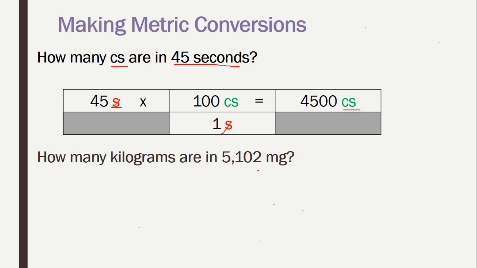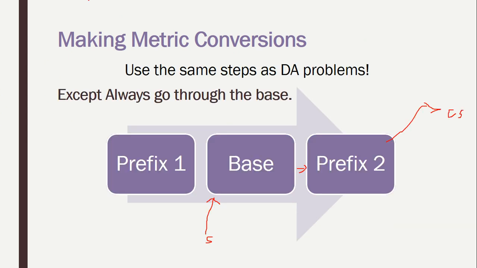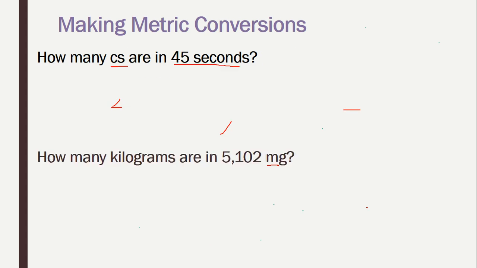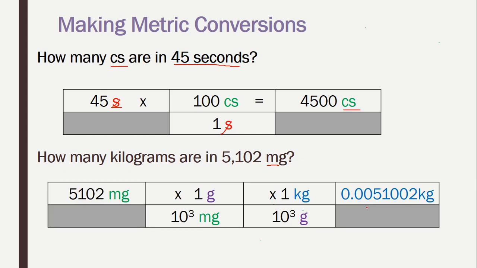So how many kilograms are there in 5,102 milligrams? This has a prefix, the m. This should have a prefix, this is kg. So on this one, we're coming in here. Milligrams, grams, kilograms, and that's when we're leaving. So we're going to have three steps for this one. How many kilograms are in 5,102 milligrams? So we start with the milligrams. We're going to kilograms.